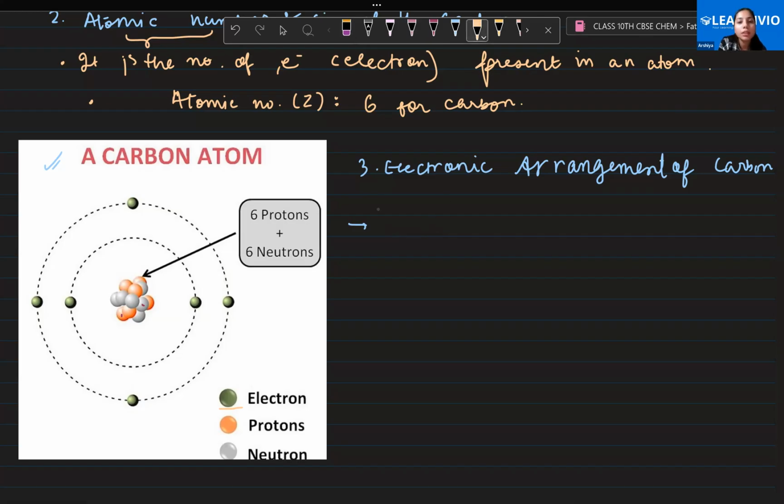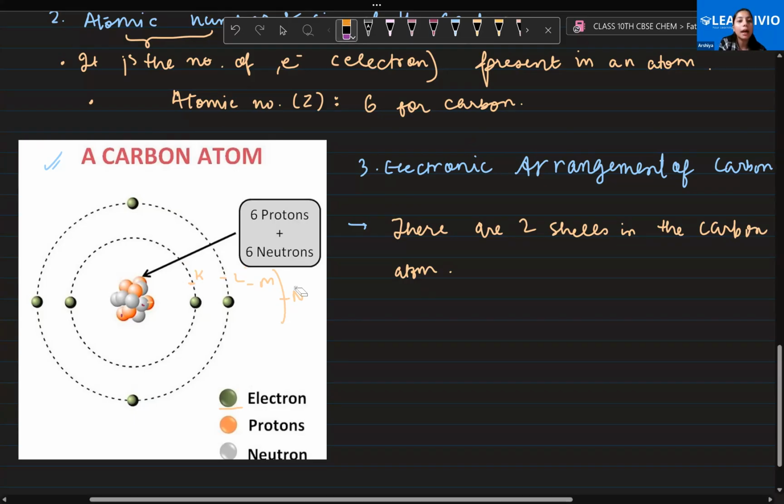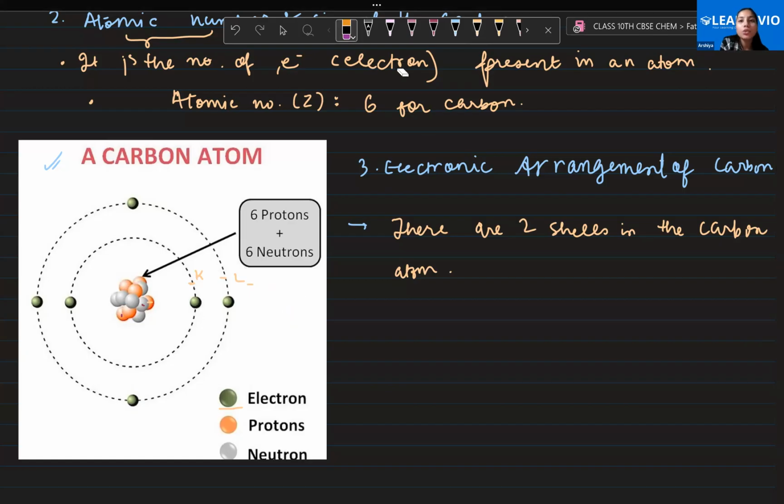Okay. Let's start with writing. There are two shells in the carbon atom. Now, when we start counting the shell, we start from the very inside. This is K, L, and if there was one more shell, then M, and even one more, then N, right? But we have two shells, so we don't need M and N, so I'm going to erase that. So we have two shells, right?